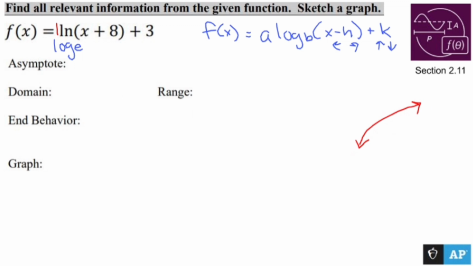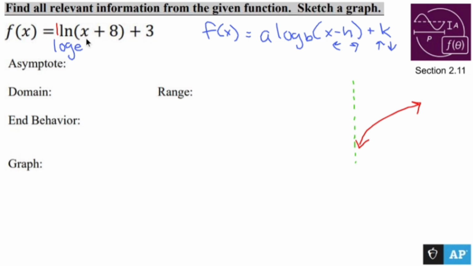Now, a couple things are happening here before I can really answer these questions and feel happy about it. One thing I have is a vertical asymptote. Vertical asymptotes exist at places where you're not allowed to plug in specific numbers. Now, I'm not allowed to plug in anything that would make this parentheses negative or 0. Why?